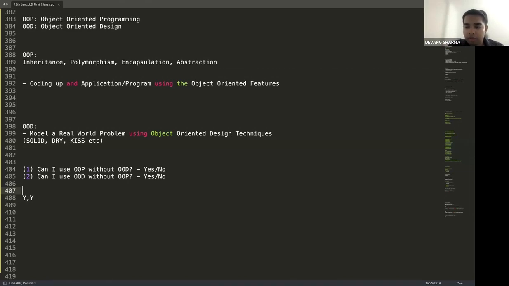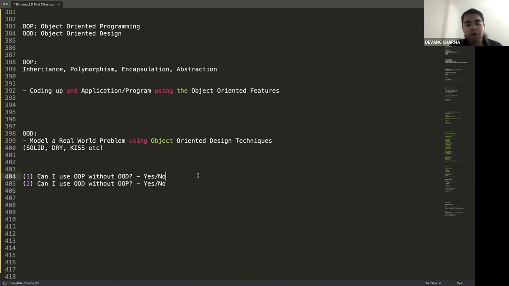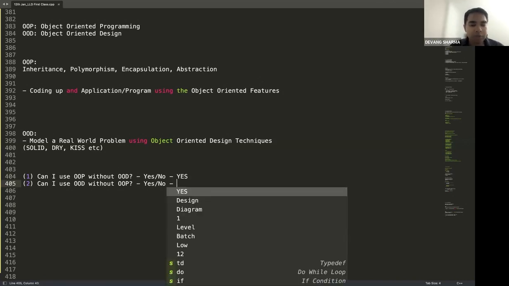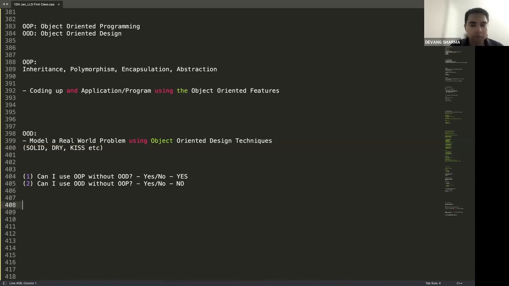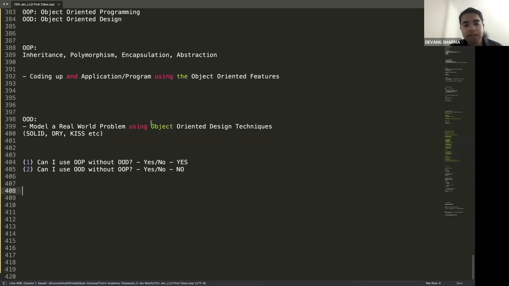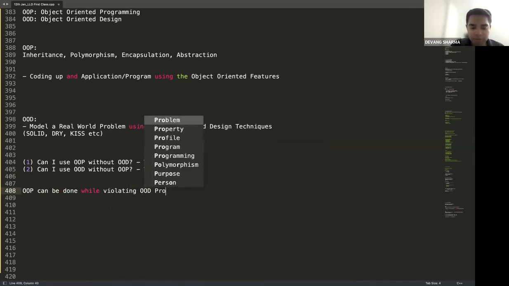All right. Majority of you have given the answer. The correct answer is, can I use object-oriented programming without object-oriented design? Yes. Object-oriented programming is not based upon the object-oriented design. Can I use the object-oriented design without object-oriented programming? The answer is no, you cannot. The entire object-oriented design is you're modeling a real-world problem using object-oriented techniques. So if those techniques themselves do not exist, what can be done while violating object-oriented design principles? But you cannot do it the other way around.